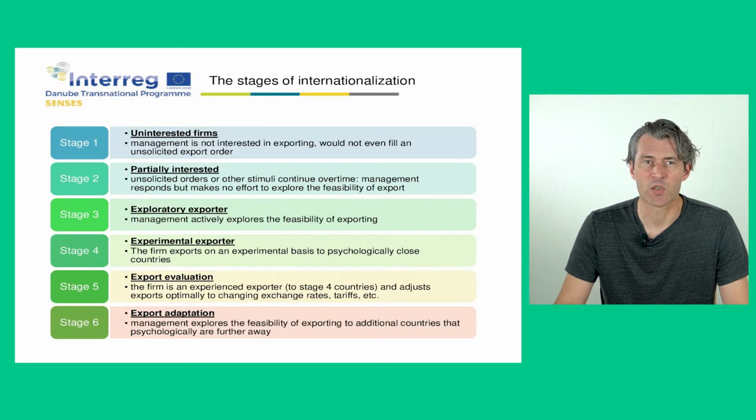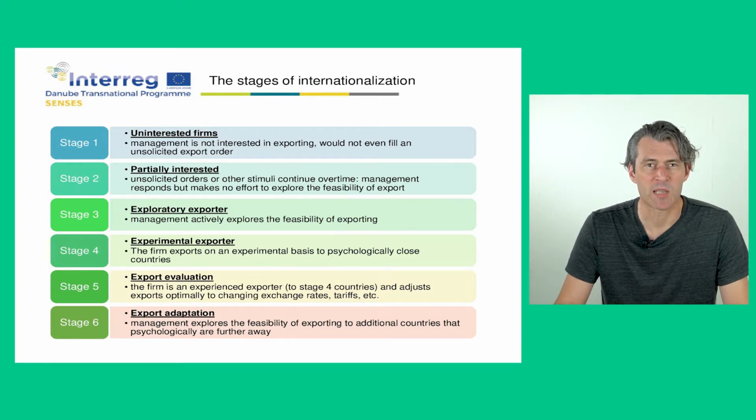During the internationalization process, the business goes through 6 stages. Stage 1. Uninterested firms. When management is not interested in exporting and would not even fill an unsolicited export order. Stage 2 is a partially interested company. Unsolicited orders or other stimuli continue. Management responds, but makes no effort to explore the feasibility of export.